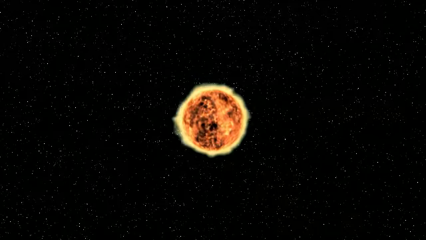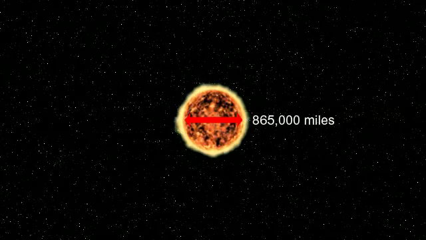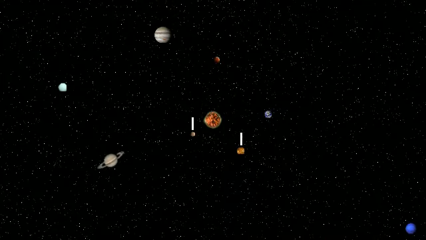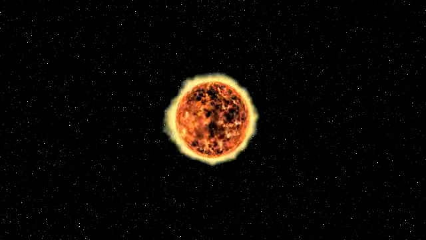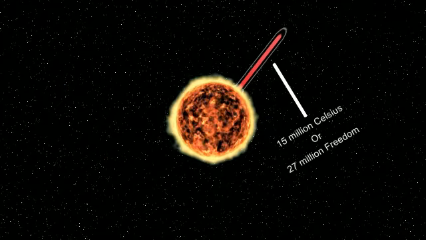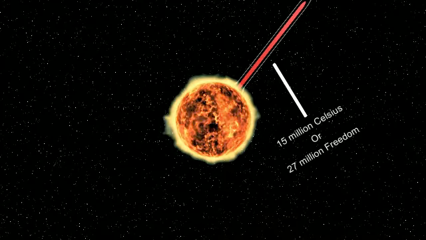This is the Sun. It is roughly 865,000 miles in diameter, and it is the center of our solar system, which contains 8 planets, and each one will get its own video. The Sun, at its core, is 15 million degrees Celsius, or 27 million degrees in freedom units.